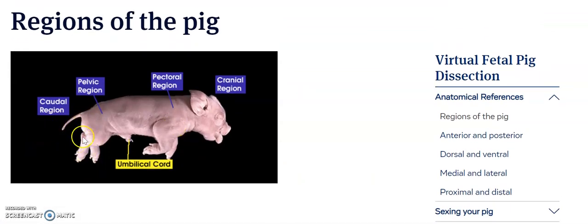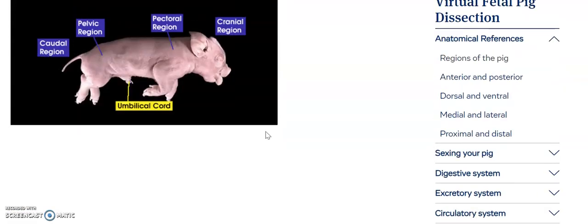We have the caudal region. The caudal region just means the tail. Pelvic region, obviously the pelvis, so like the hips, right? Umbilical cord is where it was attached to the mother in the womb. The pectoral region is obviously like the chest or shoulders, so the pecs. Cranial region is obviously the head, cranium, okay? So if you hear any of those words referenced, now you know what they mean.